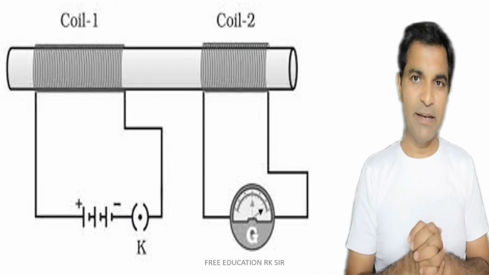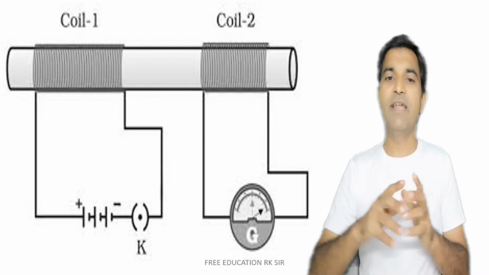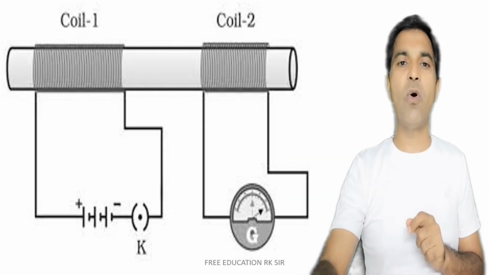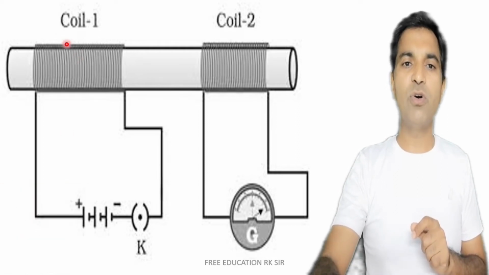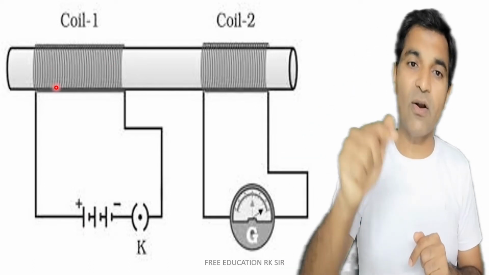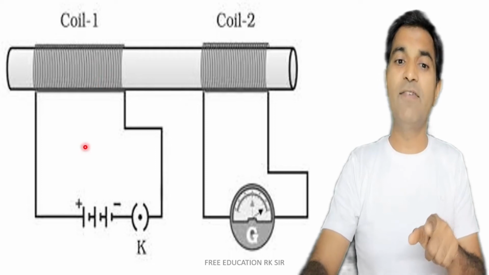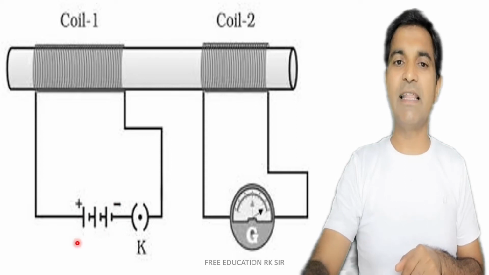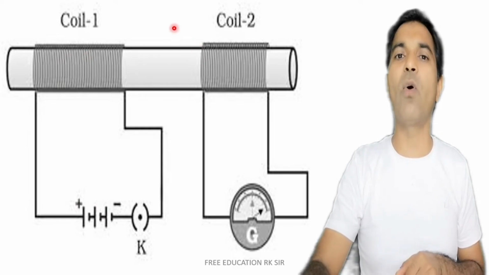Now let us take one more example of induction. When we switch on the current in coil number 1, it was observed that whenever current passes in coil number 1, magnetism will be produced due to the current flowing in coil number 1. This magnetism, which has been produced with the help of the current from this battery, this electrical energy, will now link with the coil number 2.